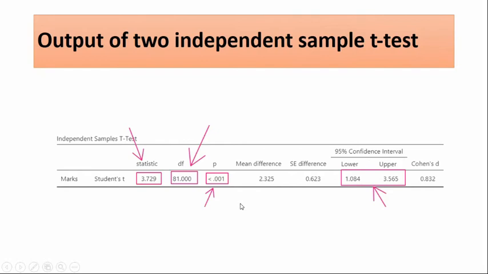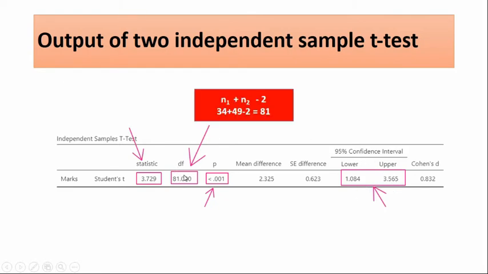Friends, this is our output. We have copied it from Jamovi. This is the test statistic, if we perform this test manually. This is the degree of freedom. This is the software-generated p-value. These values are the confidence interval lower and upper.